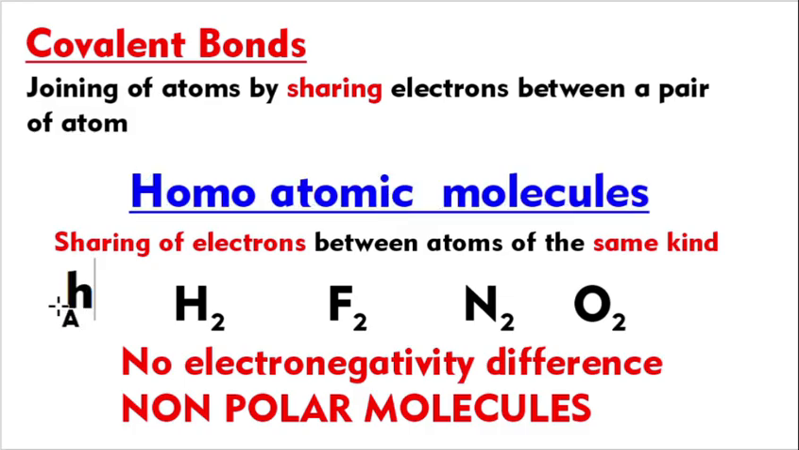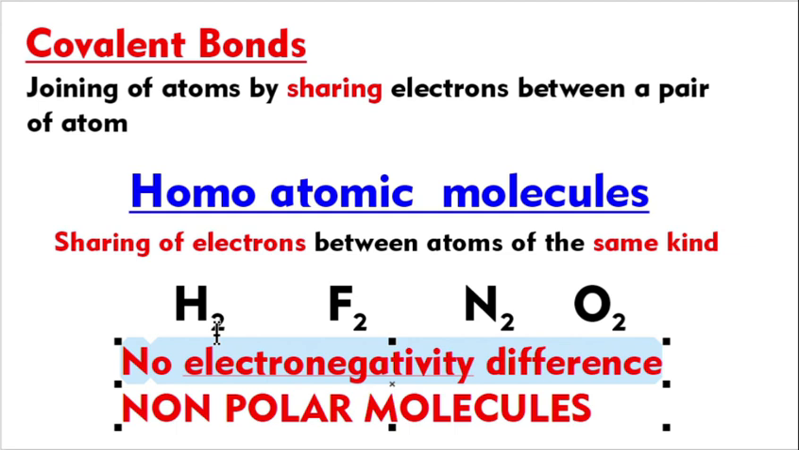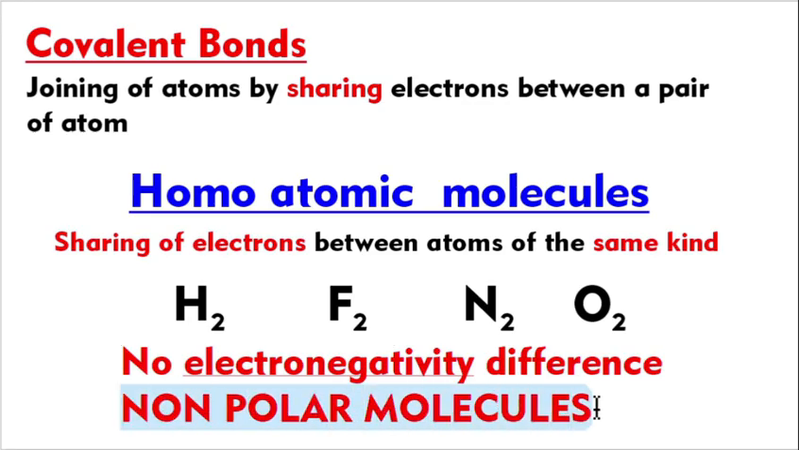Let's look at the electronegativity differences. We say that these homoatomic molecules have no electronegativity difference. They have electronegativity, but no difference in electronegativity. When they don't have an electronegativity difference, we say those types of molecules are non-polar. They are non-polar molecules. Let's see what this electronegativity difference is.